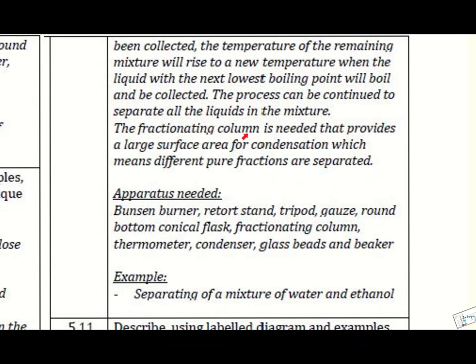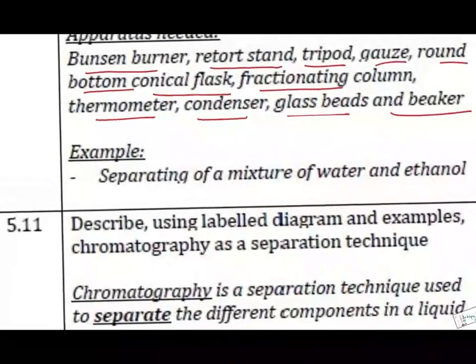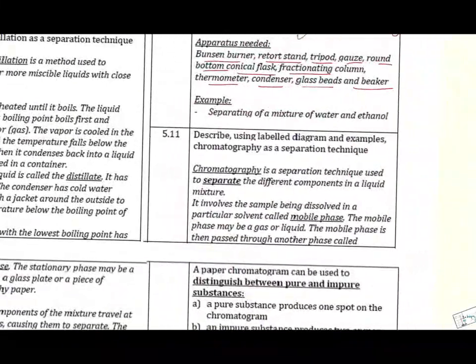But remember that we do have here a fractionating column needed. Why? Provide large surface area for condensation, which means different pure fractions are separated. You can just write in the exam, if you are asked why we need fractionating column, we need it to obtain pure fraction or pure liquid. Okay? The apparatus needed: Bunsen burner, retort stand, tripod, gauze, round bottom flask, conical flask, fractionating column, thermometer, condenser, glass beads, and beaker. This method can be used to separate mixture of water and ethanol or oil components.